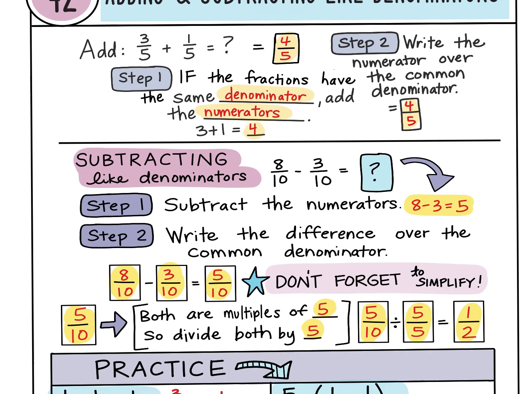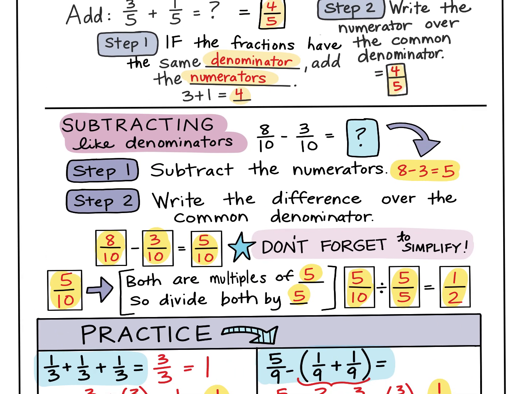Now when I subtract like denominators, it's pretty much the same as adding, except for instead of adding them together, we're going to subtract them. So here, step 1, we subtract my numerators, 8 minus 3, which equals 5. And then I write the difference over the common denominator. Since my denominators are already the same, I just leave it the same and it will remain 10. So my answer will be 5/10. But don't forget, we need to simplify.